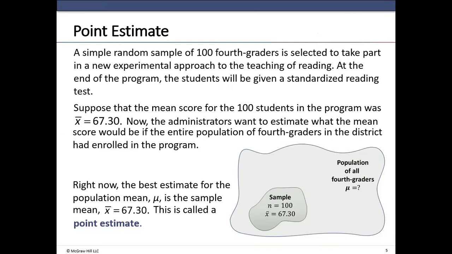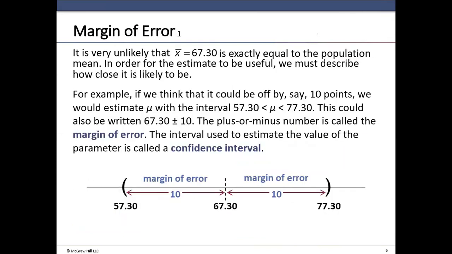Right now, the best estimate for the population mean is the sample mean, X bar, which is 67.30. This is called a point estimate. So it's a one-value estimate of the population mean. Will it be exactly the population mean? May or may not be. It is very unlikely that X bar, that is the sample mean 67.30, is exactly equal to the population mean. In order for the estimate to be useful, we must describe how close it is likely to be.